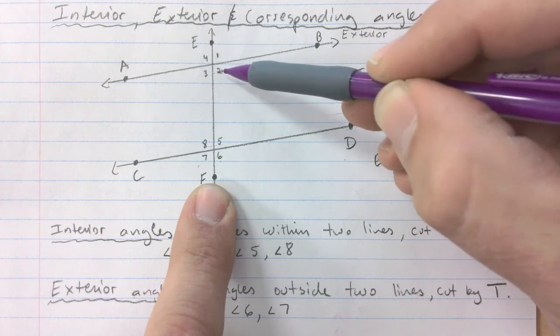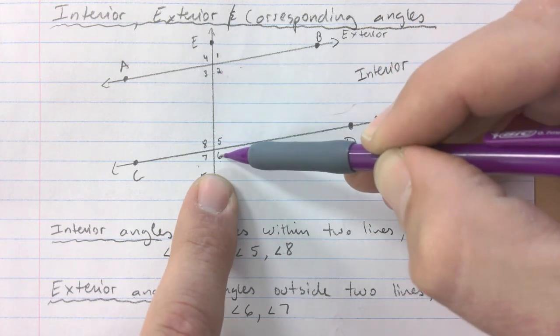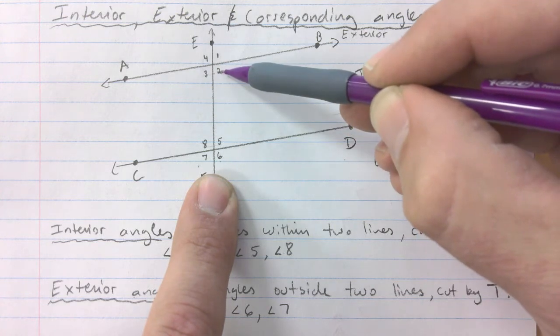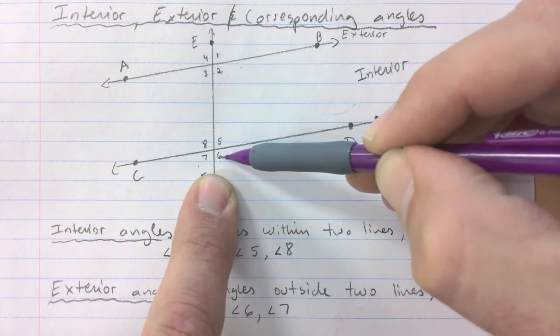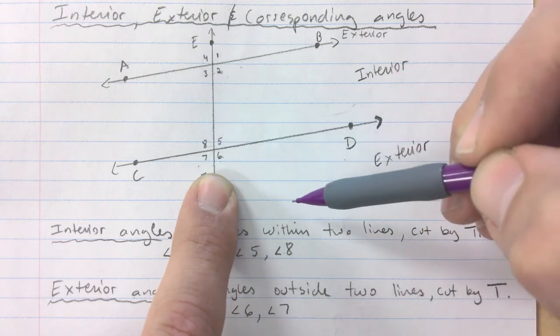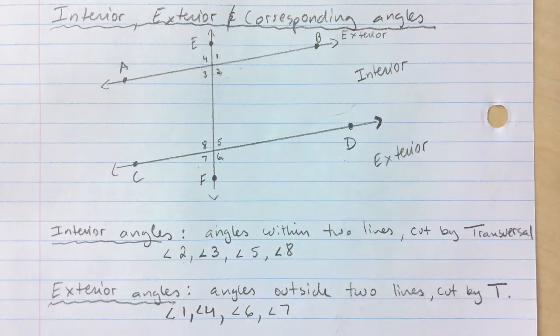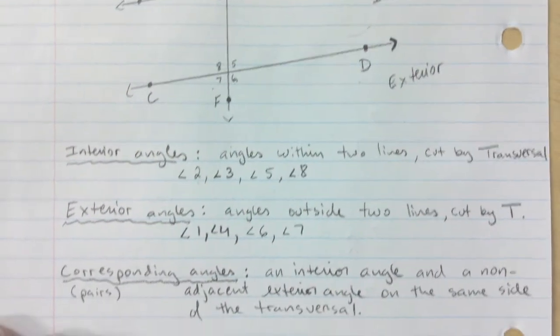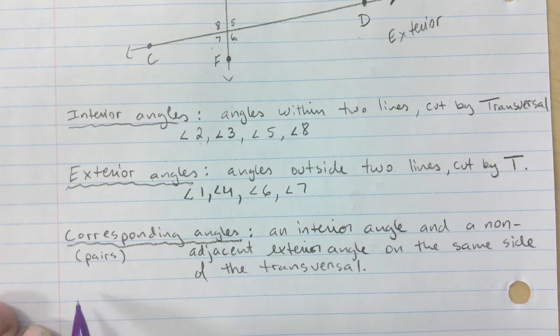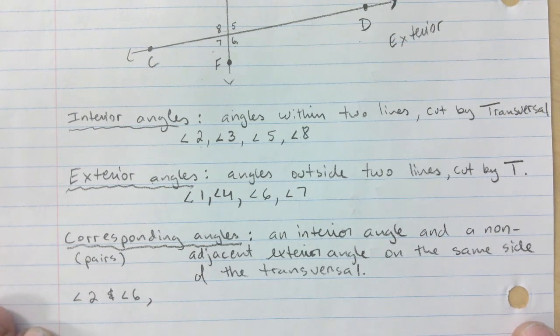Angle 2 corresponds with 6, because if you think about it, this is interior, exterior, they're not touching, and they're on the same side of the transversal. So 2 and 6 would be one pair. So let's go down here and say 2 and angle 6. That's one set of corresponding angles. So write that down, 2 and 6.